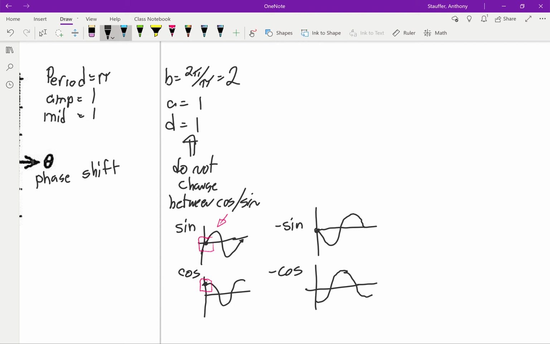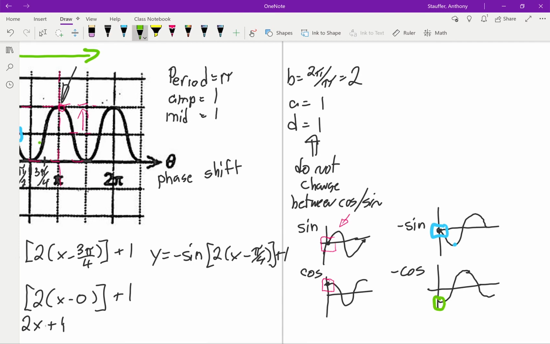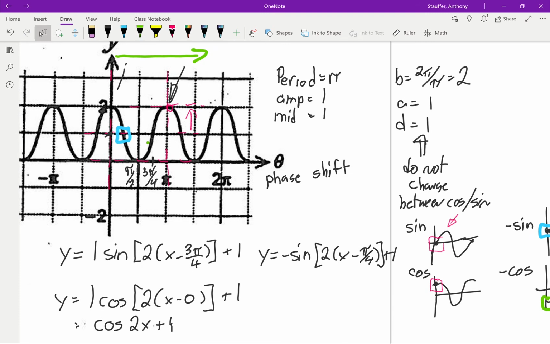So for my negative sine, I'm going to look at when we go middle to bottom. I look at my graph here, and here it goes middle to bottom. So if I wanted the negative sine graph of this, everything else stays exactly the same. I get y equals negative sine 2, and then it's going to be x minus pi by 4, because it breaks into quarters, plus 1. Looking at my negative cos, we go from the bottom to the middle. So I go from the bottom to the middle at pi by 2. So my negative cos would be y equals negative cos 2 x minus pi by 2, plus 1.